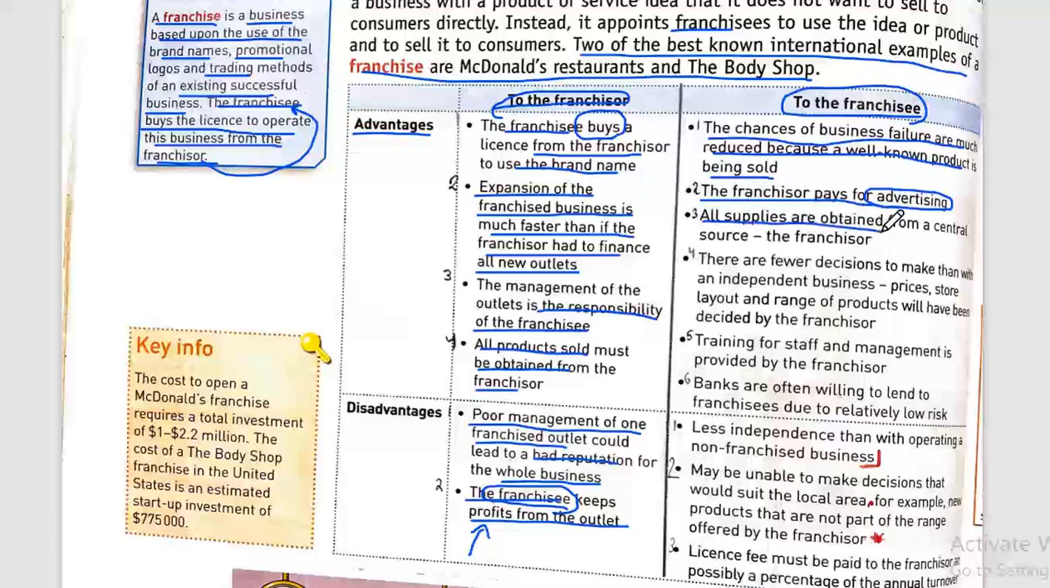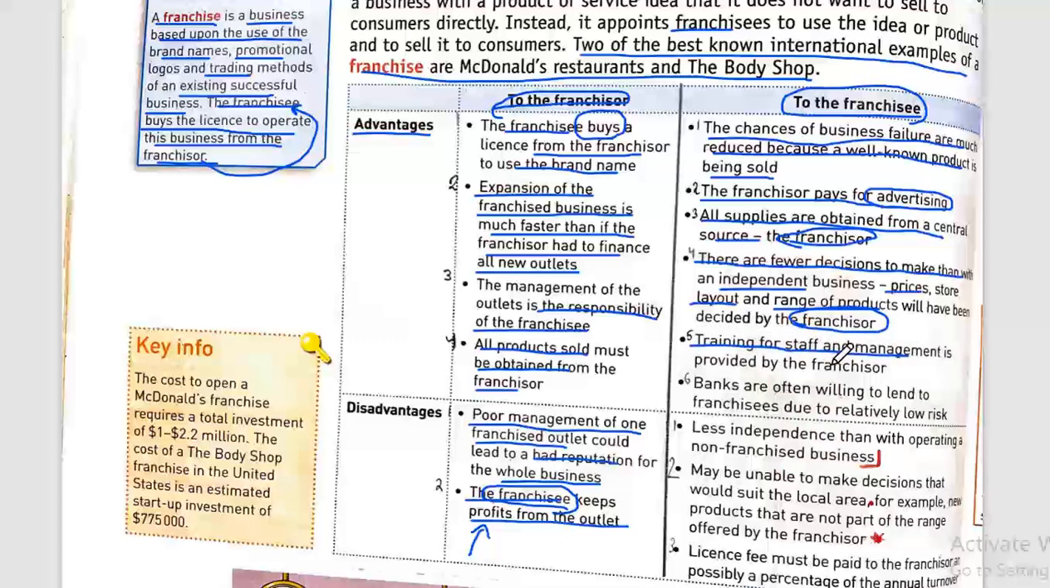Number three, all supplies are obtained from the central source, the franchisor. Also, as a franchisee, I will not be worried about the supplies or the supplier, because the franchisor is going to be handling all these things. Number four, there are fewer decisions to make than with an independent business. Prices, store layout, and range of product will have been decided by the franchisor. So as a franchisee, I will not have to worry about these decisions when it comes to prices, the design of the outlet, the products, because the franchisor is the one who's going to decide.